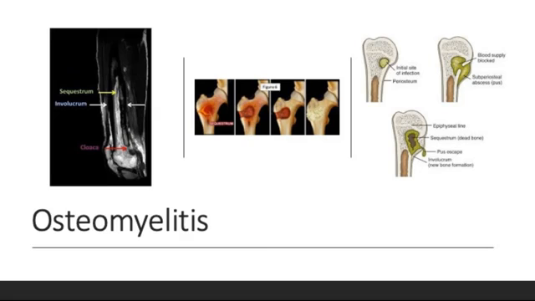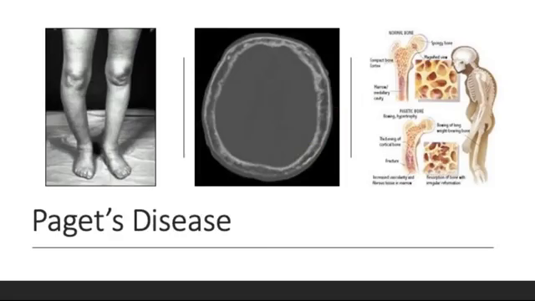So these patients typically need high doses of long-acting IV, or long courses of IV antibiotics, surgical debridement, and most likely a biopsy to get that organism to correctly dose your antibiotics.